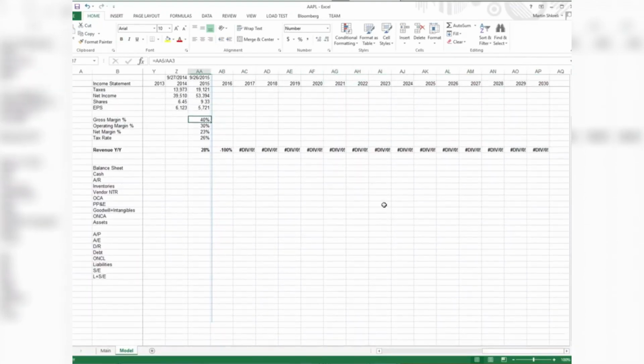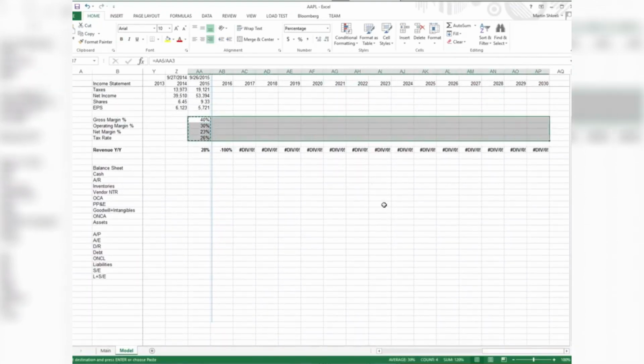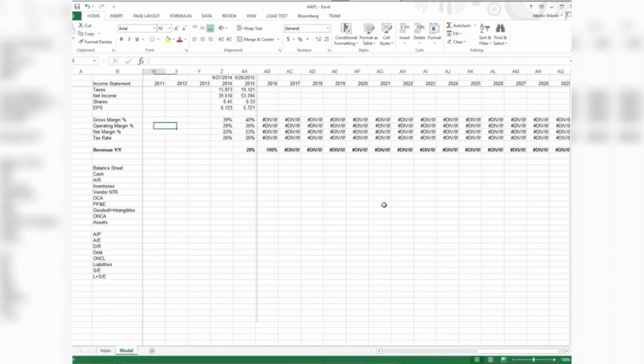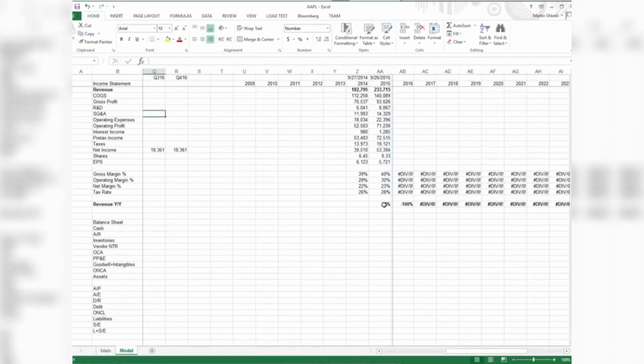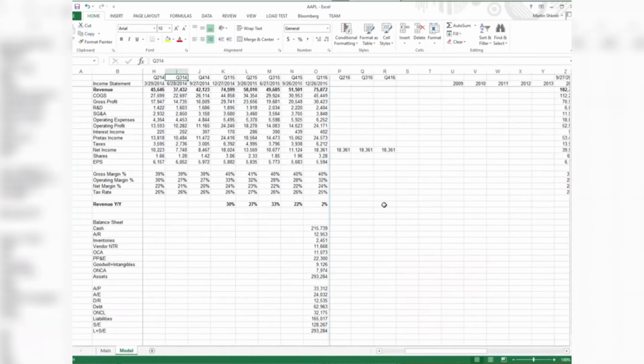Our model is taking shape very nicely, if I do say so myself. All right, so what about 2016? Is Apple's growth, has it come to an end? Nobody knows. You don't know, I don't know, even Tim Cook doesn't know.